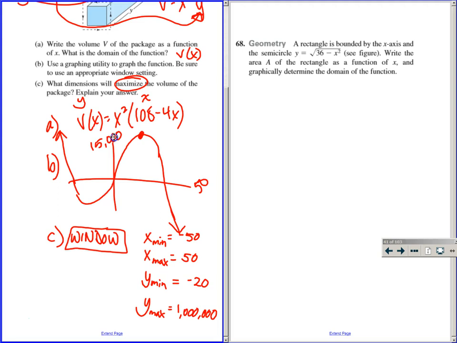Now he put it in right, x squared times 108 minus 4x, but what he needs is to make that window. Where are you going up to? 1.2 million. That's assuming they're all 108. We don't need near that much. So I'm going to do my negative 20 on his window. I'm manually entering it, and I'm going to like 20,000. Let's see if that's any better.